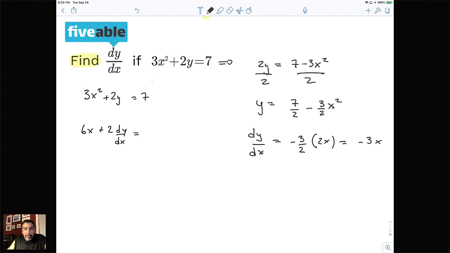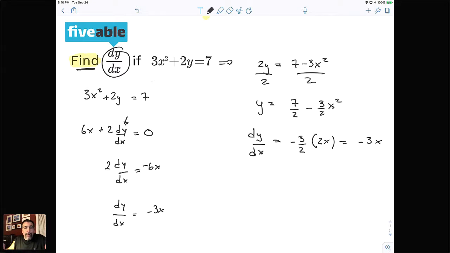And now on the other side, the derivative of 7, pretty straightforward. The derivative of 7 is 0. So from here, we're asked to actually find dy over dx. And for the first time, we can actually think about this in terms of solving an equation and isolating for a variable. If we think of dy over dx as the variable we're isolating, that means we need to get this guy by itself. So let's subtract 6x from both sides, and then let's divide both sides by 2. And in doing that, we get dy over dx equals negative 3x.